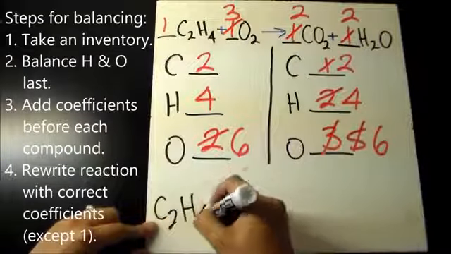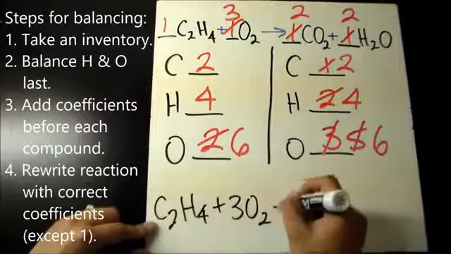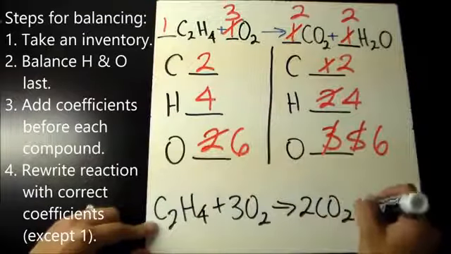Our final step is to rewrite the reaction with the correct coefficients, except the number 1, making sure that the coefficients are whole numbers and in the least whole number ratio.